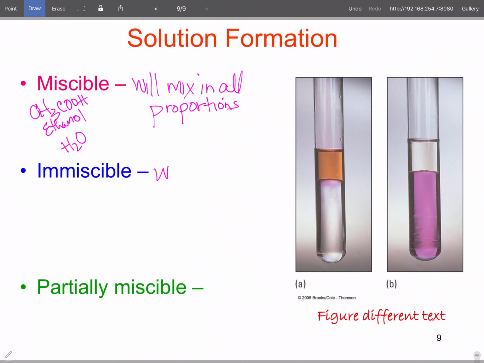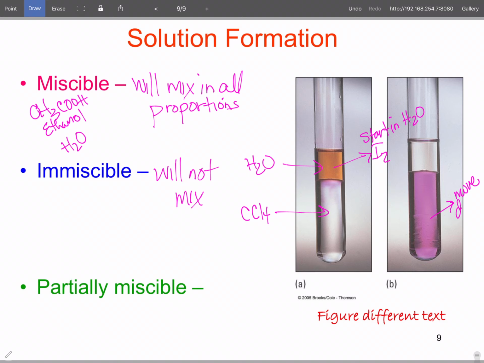Immiscible will not mix. Over here, what we've got is carbon tetrachloride and water. The brown coloring here is caused by iodide, which you start with in the water. The iodide prefers the carbon tetrachloride, so over time, it's going to move down into the carbon tetrachloride. I'm going to try to see if I can make a video of this because I think it's really cool.